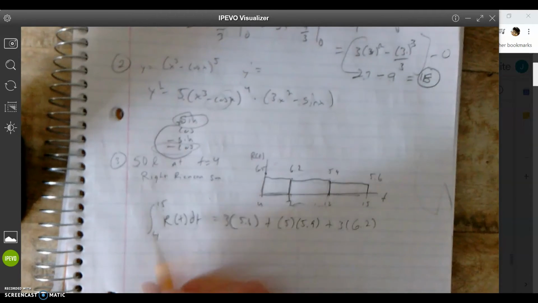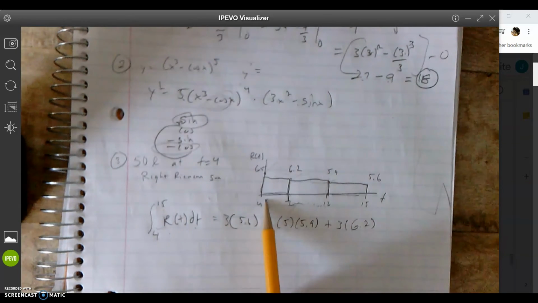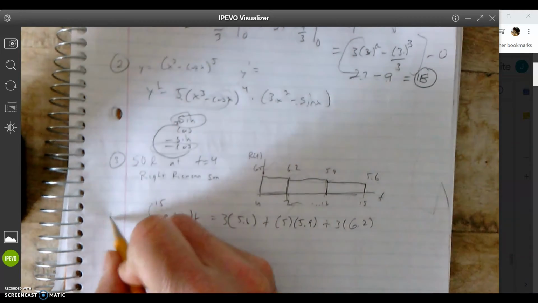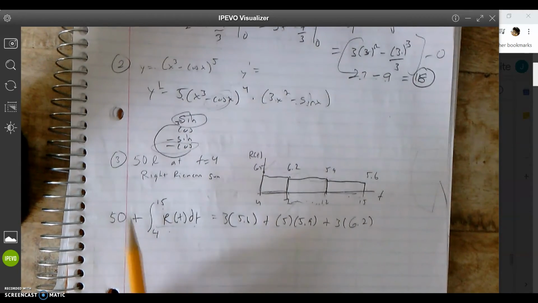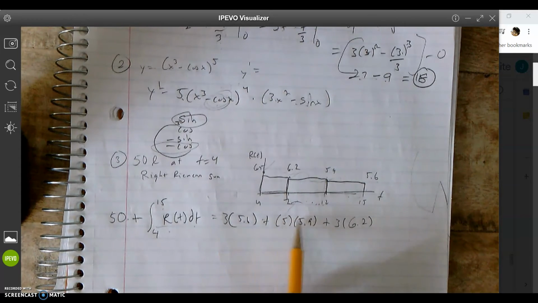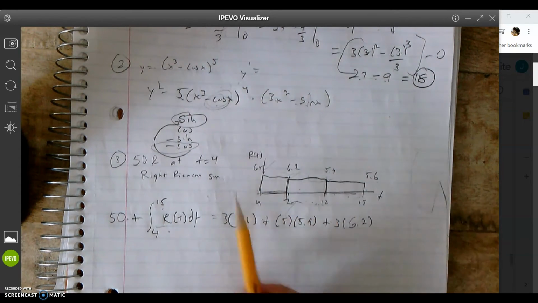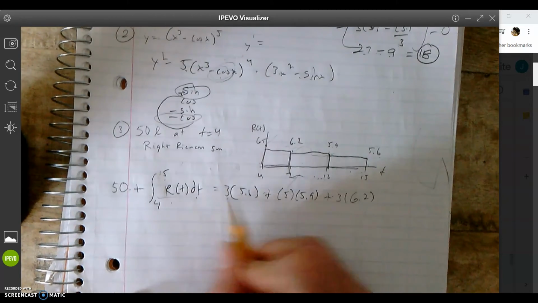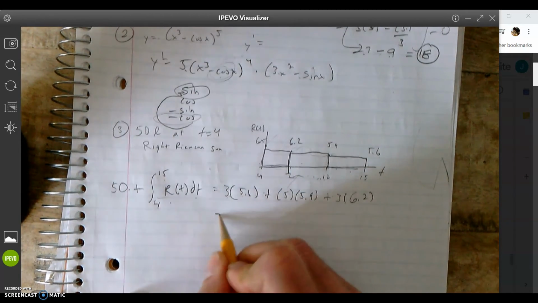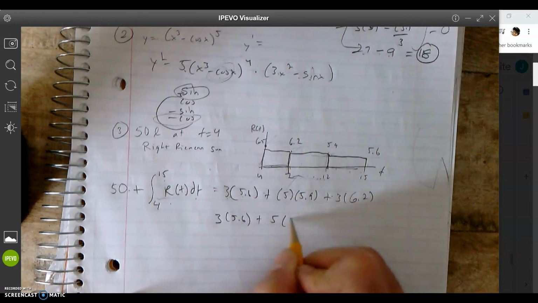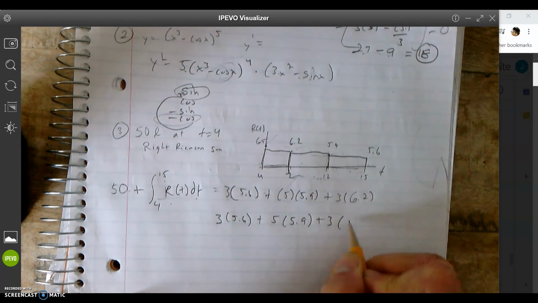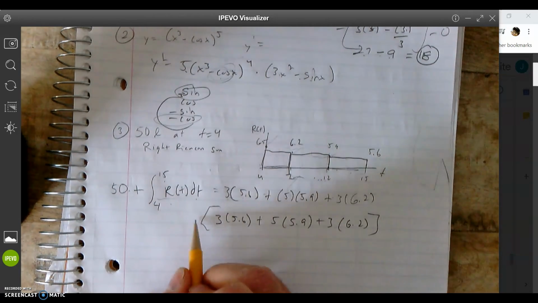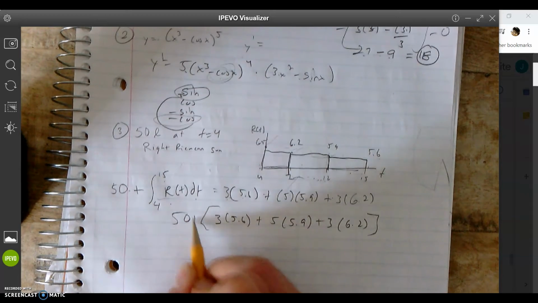And then I have to add, so that's the accumulation of the area, sorry, the water going into the tank from 4 to 15, and then I have to add the 50 that was there at the beginning. So 50 to start plus all of this water that went in the tank between 4 and 15. Okay, so that's going to be 3 times 5.6, so I can just copy this down actually. I don't actually have to figure this out because it's a free response question, and in free response you don't have to simplify all the way. All you have to do is this, so it's 50 plus that.